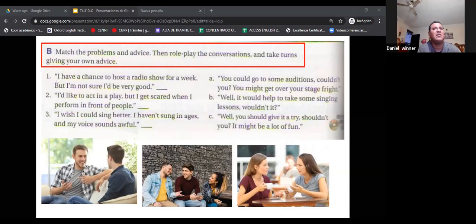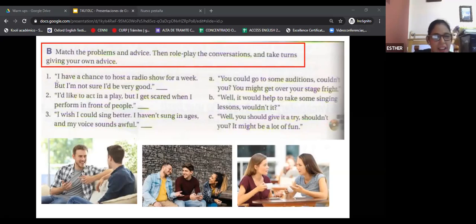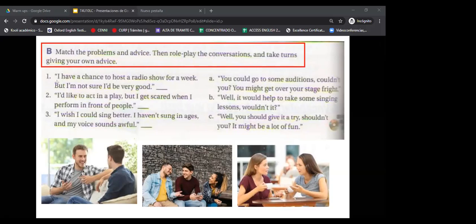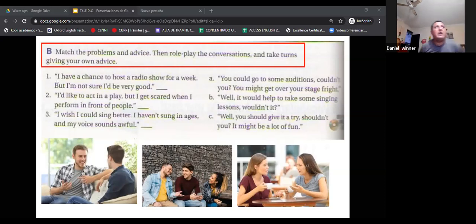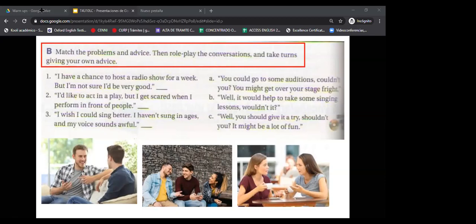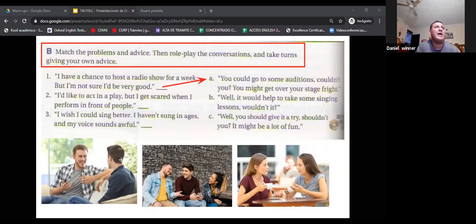Ladies first, always. Thank you. I have a chance to host a radio show for a week, but I'm not sure I'd be very good. What's the response? You can go to some... letter A. Letter A? Yeah. Okay. Number two, Daniel? I'd like to act in a play, but I get scared when I perform in front of people. Well, letter B. Letter B?